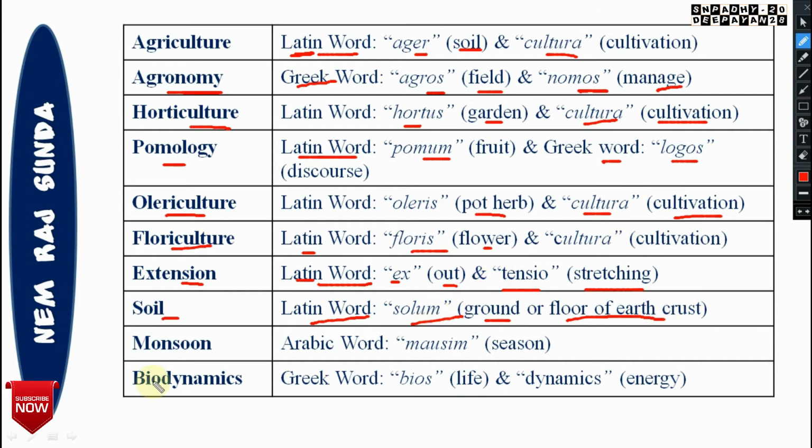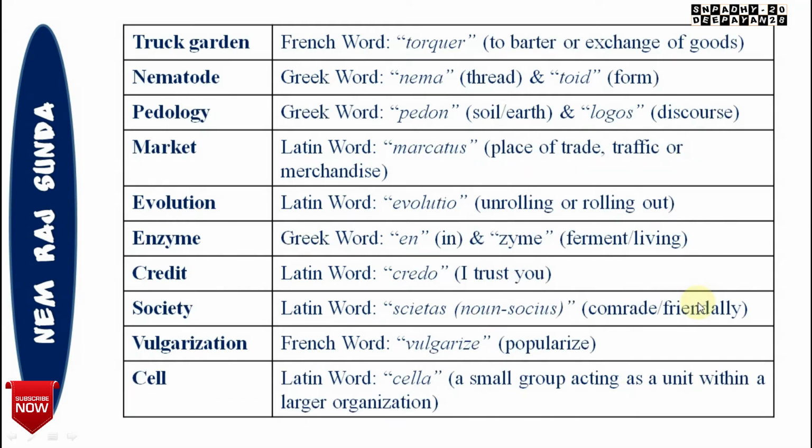Latin word is solum. Then coming to monsoon, this is a different case, an Arabic word, mausim, and the meaning is season. Arabic word. Then similarly biodynamics, Greek word bios, the meaning is life, and dynamics means energy, energy of life, that is biodynamics. So coming to the next slide.